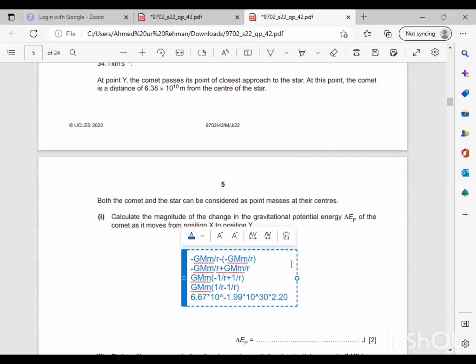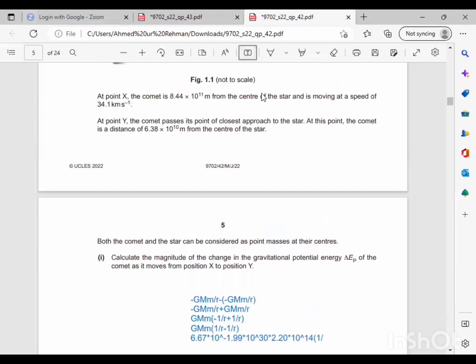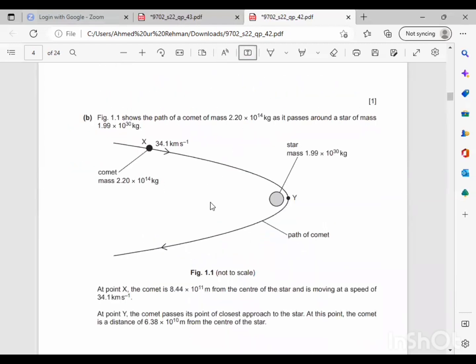2.20 into 10 to the power 40, and then in brackets we have the radius. So that is what is at point x. At point y it's given as this.